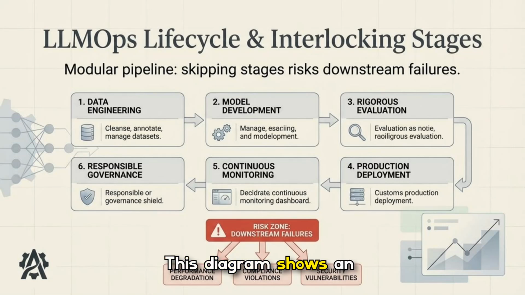This diagram shows an end-to-end LLMOps lifecycle and how stages interlock from data engineering through model development, evaluation, deployment, monitoring, and governance. Skipping steps creates a risk zone that leads to performance drops, compliance gaps, or security holes. So treating the pipeline as modular but sequential helps prevent downstream failures and preserves reliability.